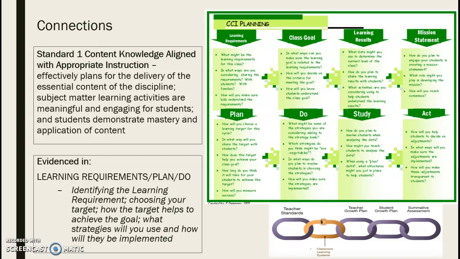and the do. By identifying our critical learning requirement, we are using the standards so that it's directly aligned. When you choose your target for your plan, you're also making sure that that target is aligned to the standards and to the critical learning requirement, and will help you get to it. When you look at how that target helps achieve your goal, that's when you're thinking about what strategies you're going to be using and how they will be implemented. Those fall under the plan and the do phases of Plan, Do, Study, Act.